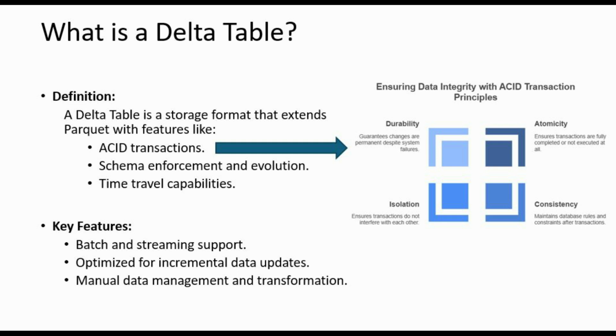Second, we have consistency. This guarantees that a transaction will bring the database from one valid state to another, preserving database rules and constraints. Example: a database rule might enforce that the total balance of all accounts in a bank must remain constant. A transaction cannot violate this rule, ensuring the database remains consistent.